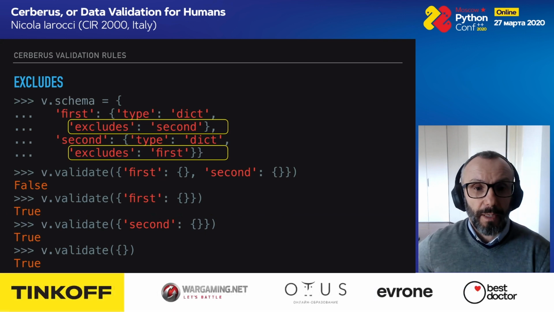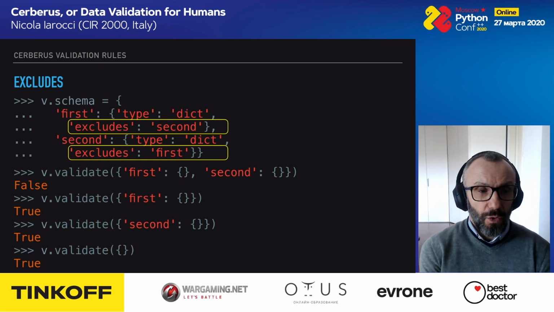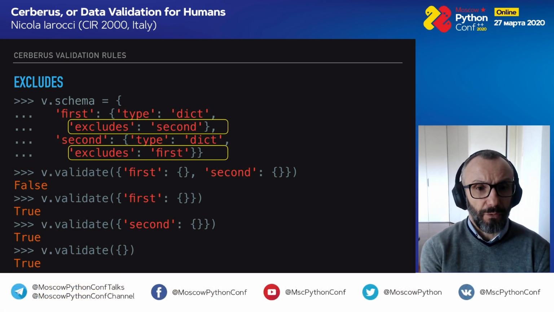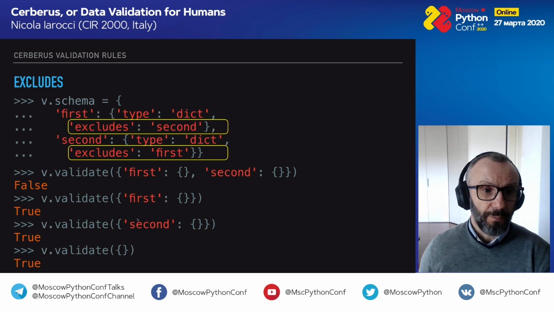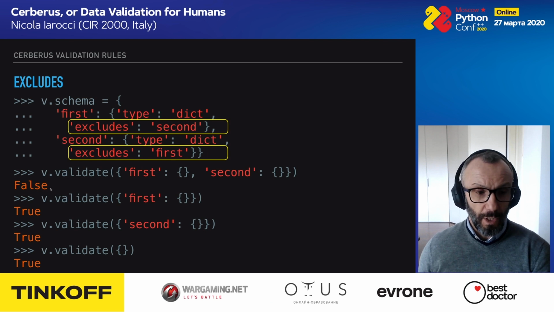And then we have the contrary. Sometimes you want a field to be present only if a second field is not there. So we can use the excludes rule. And here we see that the first field excludes the presence of a second field and vice versa. So here, first field is present, second field is present, false. We don't validate this document. While we validate the second and the third example here because, again, the two fields are exclusive.